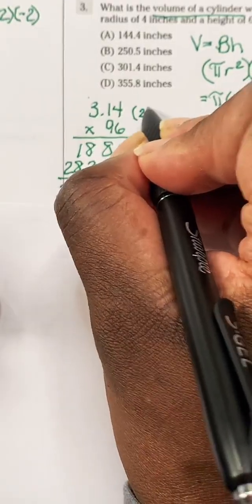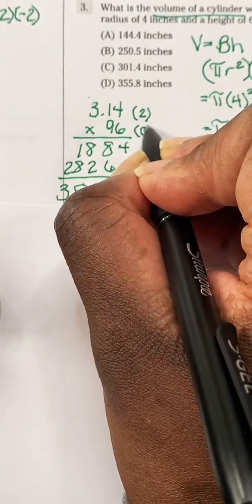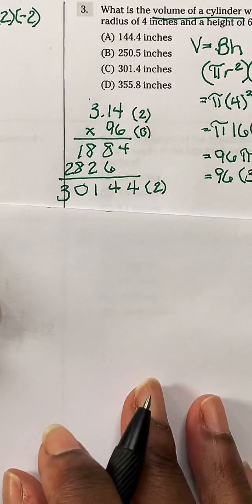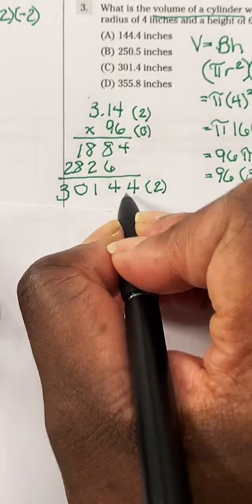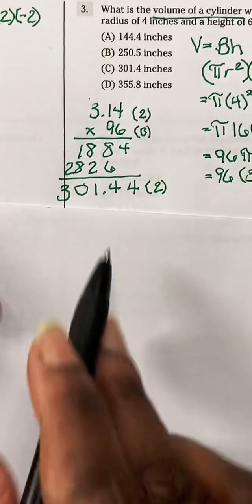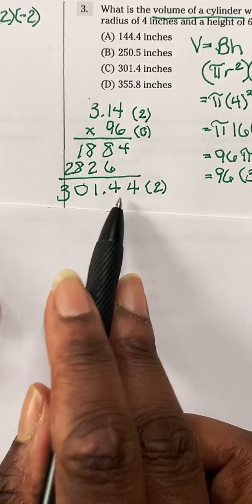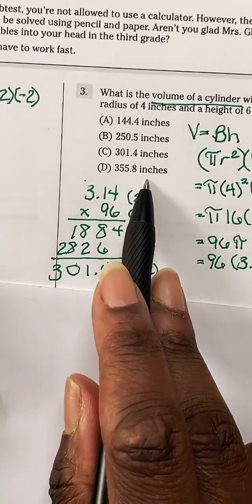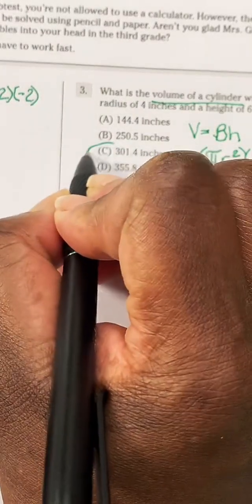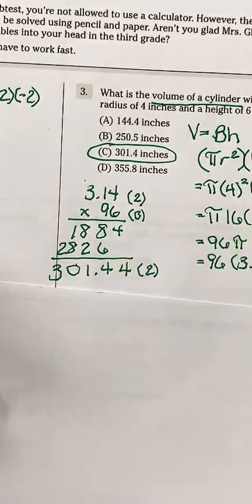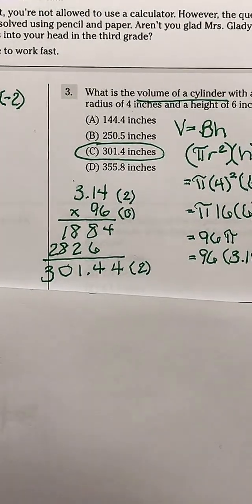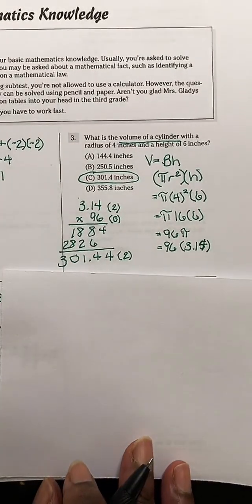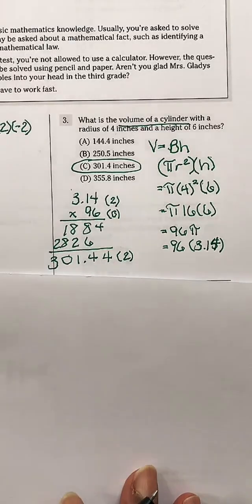We have 2 decimal places. We have 0 decimal places. So that means our answer is going to have 2 decimal places. So if I move it over 1, 2, that means my decimal place is going to be in between the 1 and the 4. Once I got this, I usually come up here to see what I can compare to. And my answer would be C.